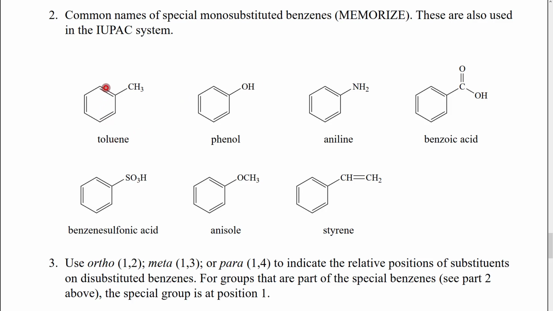So for example, a benzene with a methyl group attached was given the special name toluene. A benzene with a hydroxyl group, so basically an alcohol of benzene, was given the name phenol, and so forth. So you can see this is called aniline, the carboxylic acid directly attached to benzene, benzoic acid, the sulfonic acid, this basically sulfuric acid replacing an OH with a benzene is called benzene sulfonic acid. When we have a methoxy group, it's anisole. And when we have a vinyl group, we call that styrene.